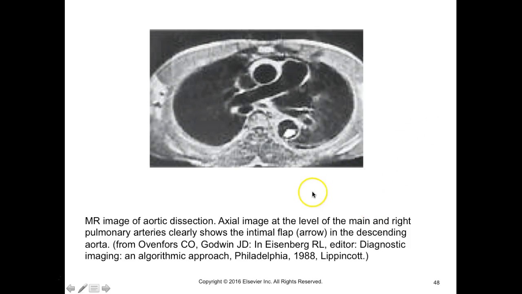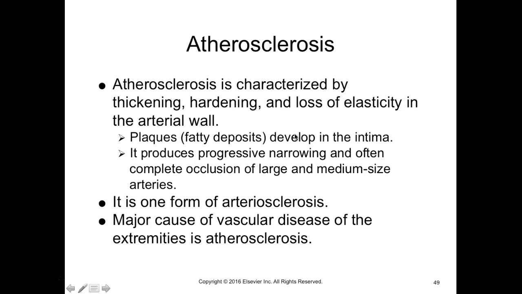All right, so here there's a piece right here. This is MRI, axial MRI of the heart. So you can see right there. Yikes. All right, something that's not as acutely deadly, but this will kill you, and this is what kills most Americans, atherosclerosis. So it's thickening, hardening, and loss of elasticity of the arterial wall. So fatty deposits develop in the edema, and it produces narrowing all the way to complete occlusion of large to medium-sized arteries.